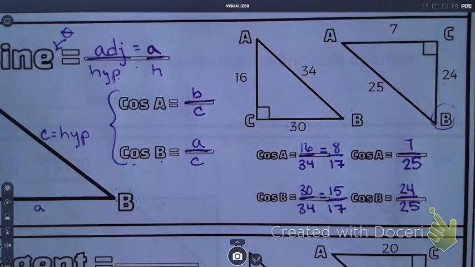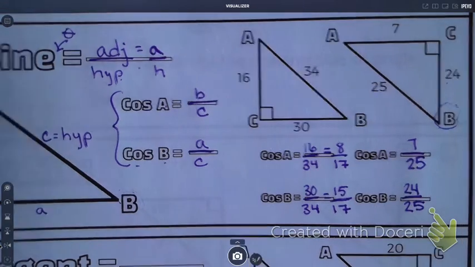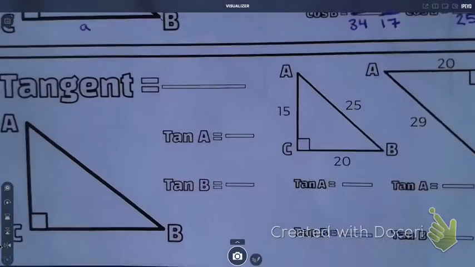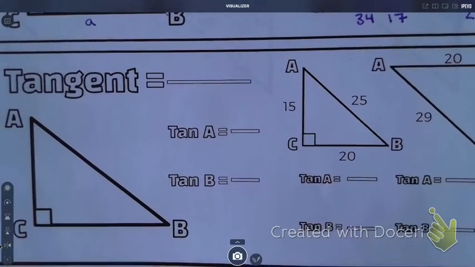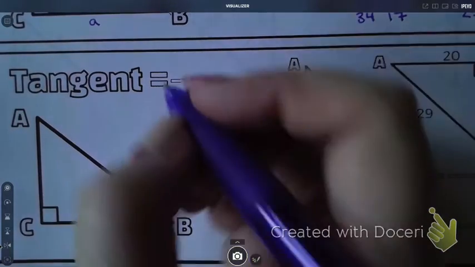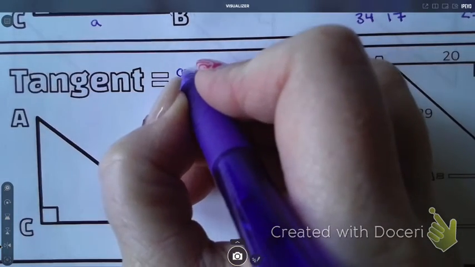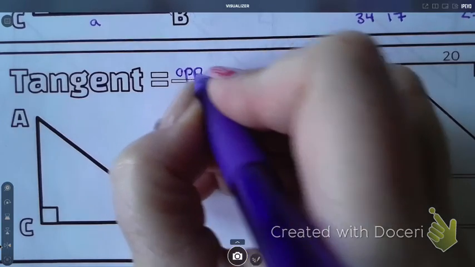Questions on cosine before we move on? No. Okay, tangent. Now do you see why I said you have to know these? Okay, tangent is opposite over adjacent.